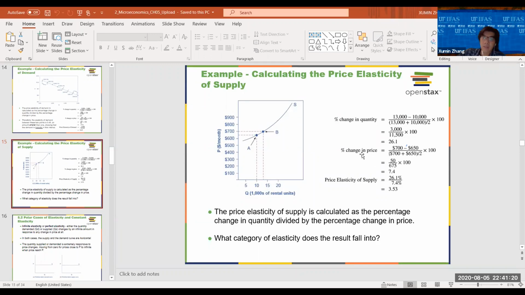And then we find the price change, which is 700 over, in this case, 650. We find the difference, and then we find the midpoint. We get 7.4. This is the percentage. Then we put these two percentages together, and we can calculate. This is pretty elastic. Remember, a value greater than 1 is elastic. So we know this is very elastic, meaning the quantity of supply will be very responsive to the price change. The slope of this is flat, okay? It should be a little bit flat.